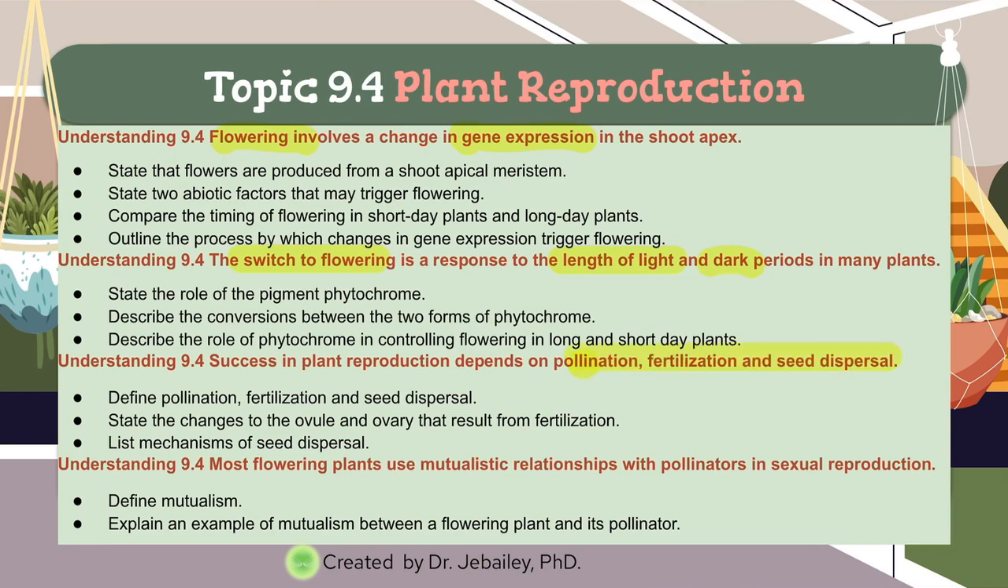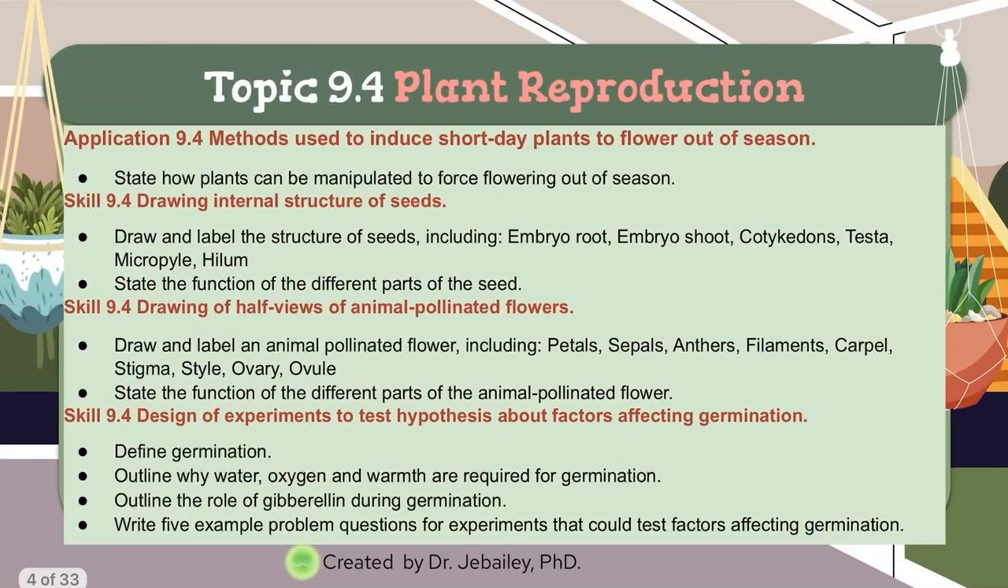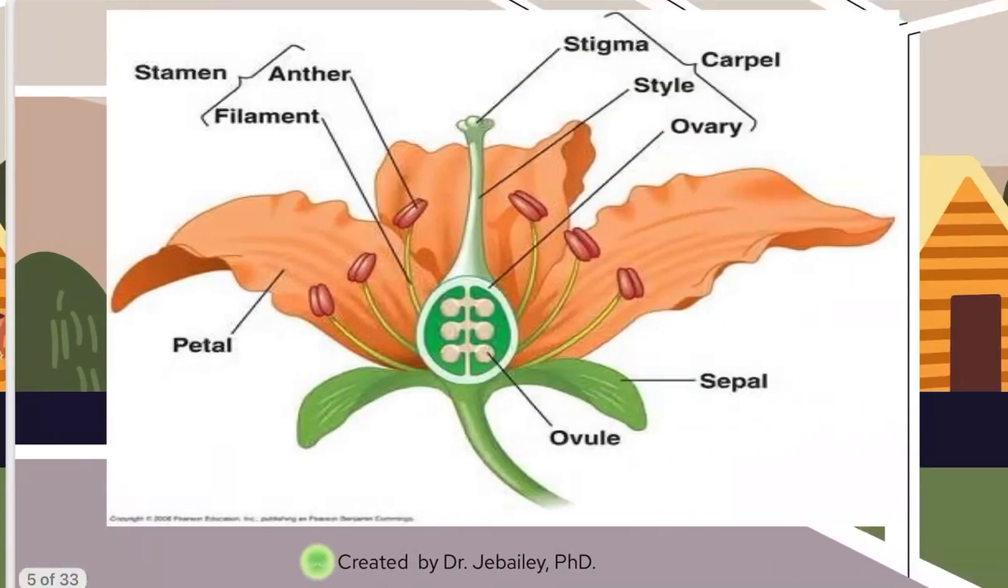We're going to talk about how flowering plants have a mutualistic relationship with pollinators. We're also going to talk about inducing short days during out-of-season moments. We're also going to draw the internal structure of seeds and, of course, the animal-pollinated flowers. As well, we're going to design an experiment to test hypotheses about factors that affect germination.